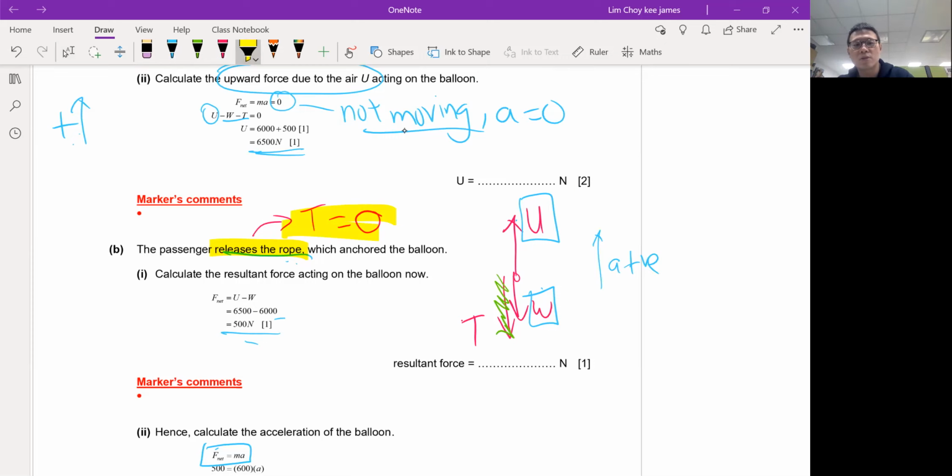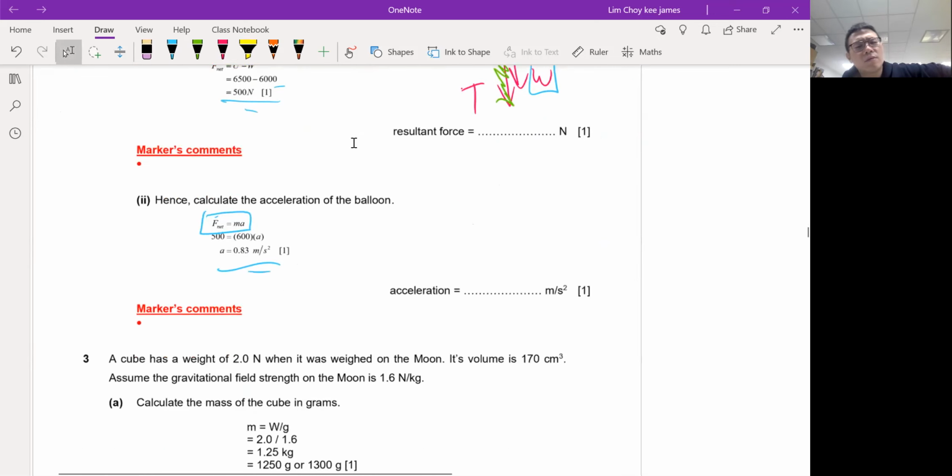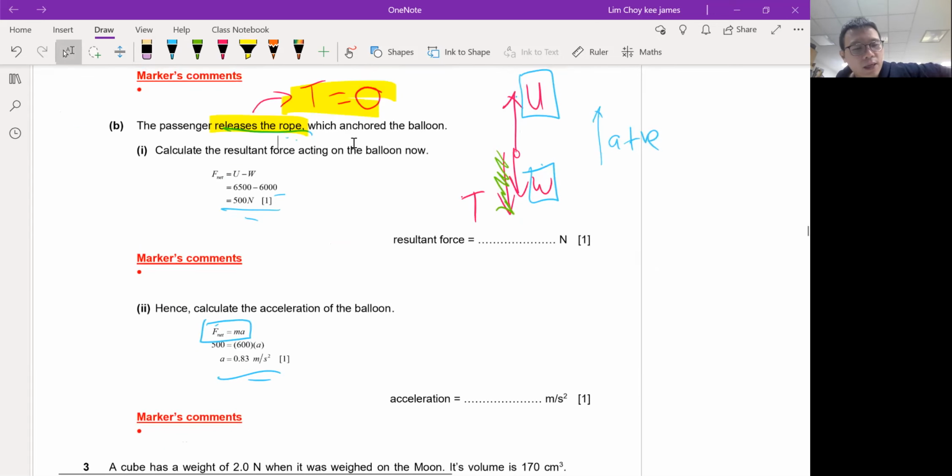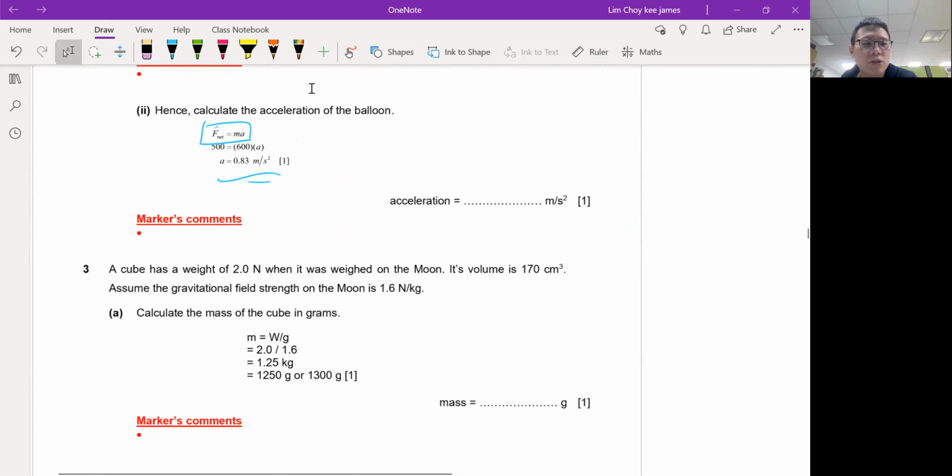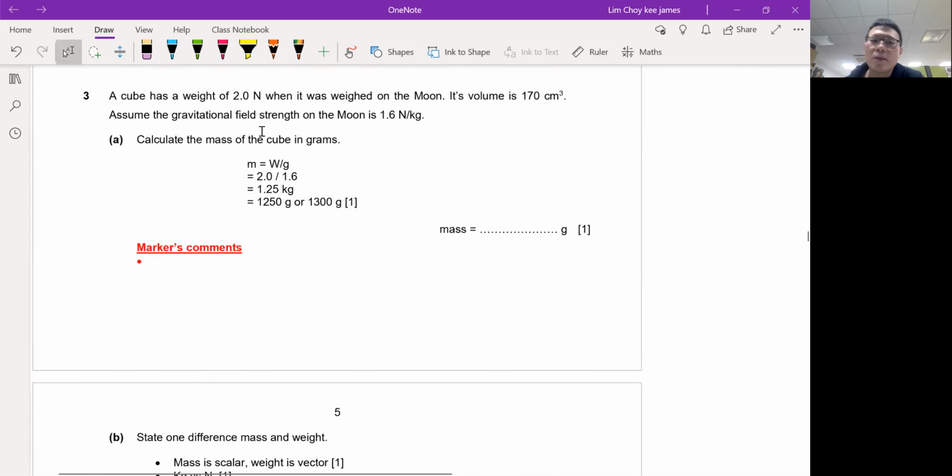So during the transition, T is 0. Students need to know what this means and how it affects the equations, how it affects Newton's law. Okay, so I would say it's slightly difficult, but it's manageable. Question 3 is definitely an easy question.